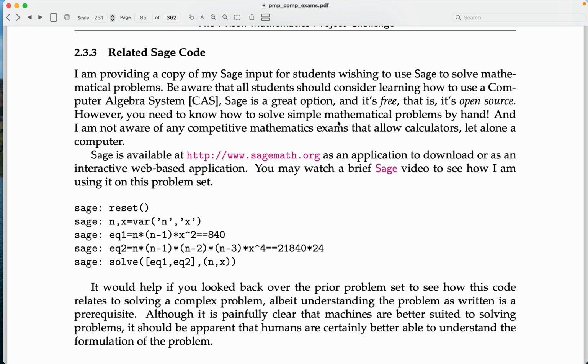We're in section 2.3.3. This is the related Sage code. Clearly, they're giving me code here to type in. Hopefully as you're typing things in, you're trying to make sense out of what's being typed, all right? There is a lot of redundancy, though. We do things over and over again, and that's part of learning, too. You do things over and over again.